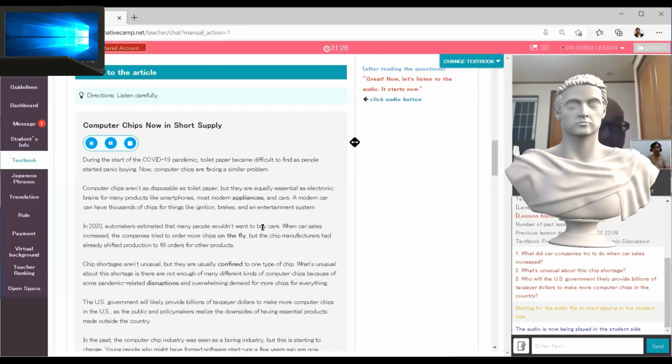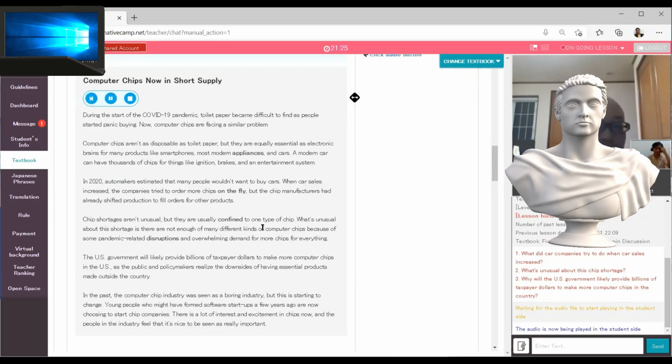Computer chips now in short supply. During the start of the COVID-19 pandemic, toilet paper became difficult to find as people started panic buying. Now, computer chips are facing a similar problem. Computer chips aren't as disposable as toilet paper, but they are equally essential as electronic brains for many products like smartphones, most modern appliances, and cars. A modern car can have thousands of chips for things like ignition, brakes, and an entertainment system.